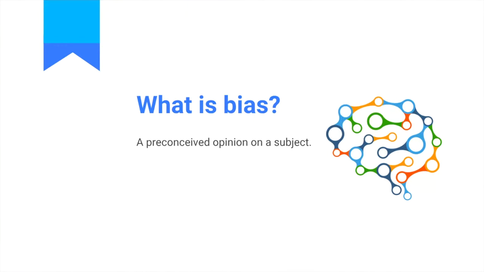Bias is a preconceived opinion on a subject. That means it's the author's opinion about the topic they're writing about. It's important to know what this is because it creates a message about the subject. If we're not paying attention to it, we could take that message and it could become our own opinion. The other important part is that bias is in everyone. We always have to be paying attention to it, not only in what we read, but in our own opinions. We have our own bias when we read things too.